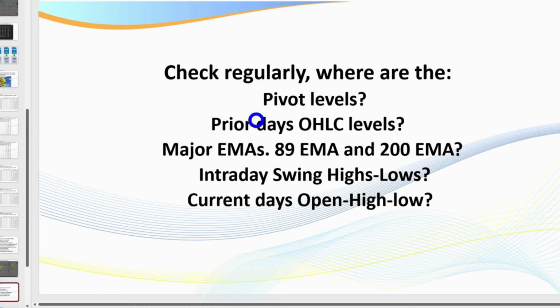See, a lot of these are, as I mentioned, most indicators are predicated upon price action, already plotting. These are predictive indicators. Why? Because so many of us trade into these levels. We know that they become a self-fulfilling prophecy. So we've got pivot levels, the prior day's open, high, low, and close levels, the 89 and 200 EMAs, especially on your anchor chart. It's very powerful.